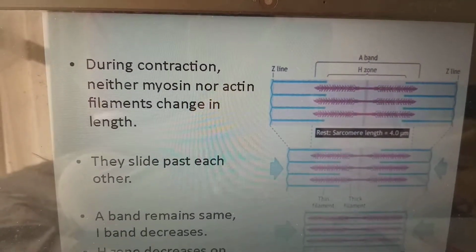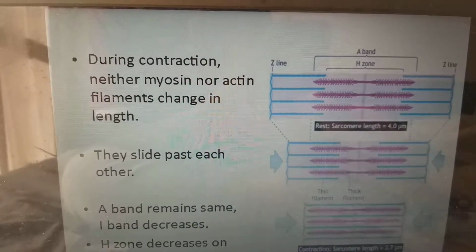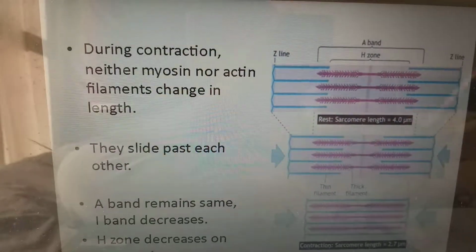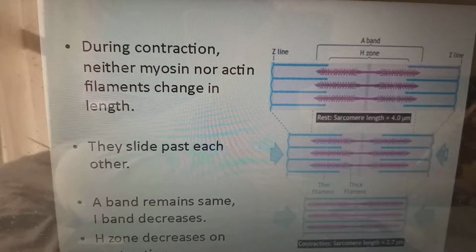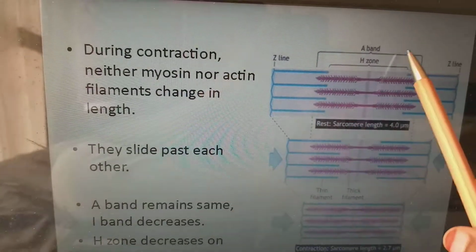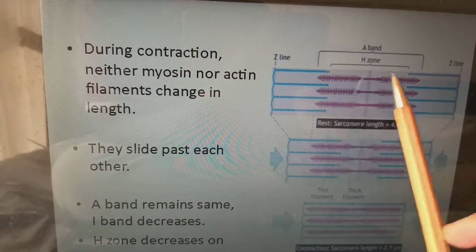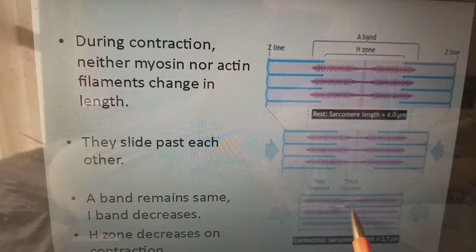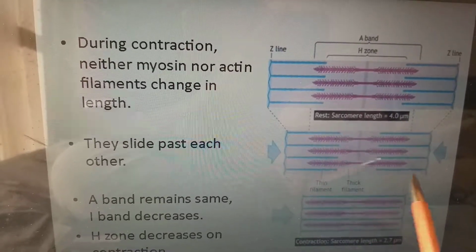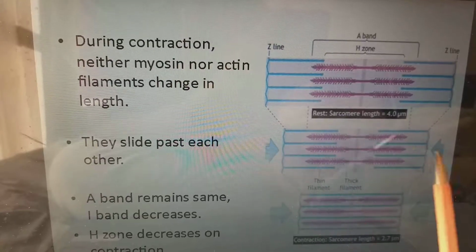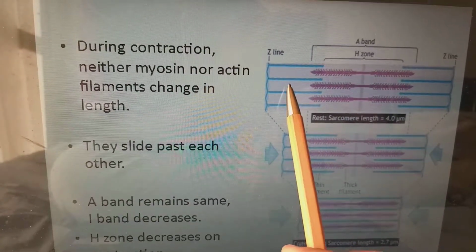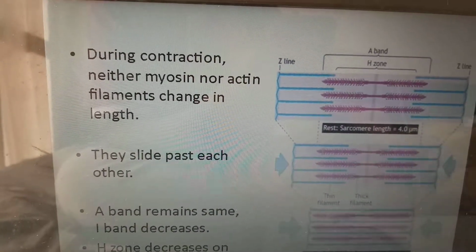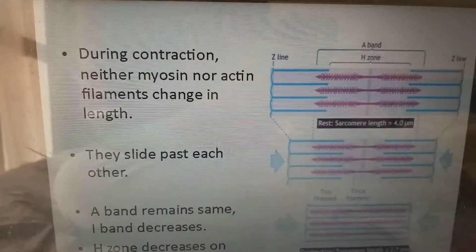During contraction, neither the myosin nor the actin filament changes its length. Its length is never changed. They slide past one another. Only sliding will happen; they will not shorten or lengthen. The A band remains the same, but the I band decreases. This is the A band. Here, if you see, the I band decreased, and here there is complete loss of the I band. Only the A band is there. The H zone also decreases on contraction. The effect is only on the H zone and the I band, not on the A band. So the A band remains the same. The I band and the H zone will decrease.